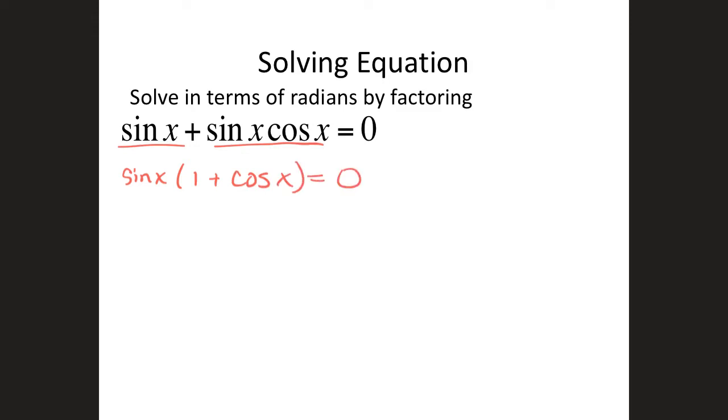I can check my work in factoring by multiplying back out. Sine of x times 1 gives me sine of x. Sine of x times cosine of x gives me sine of x times cosine of x. So again, you can always check your factoring work by remultiplying. Once you have it in factors, you can set each factor equal to 0 and solve.